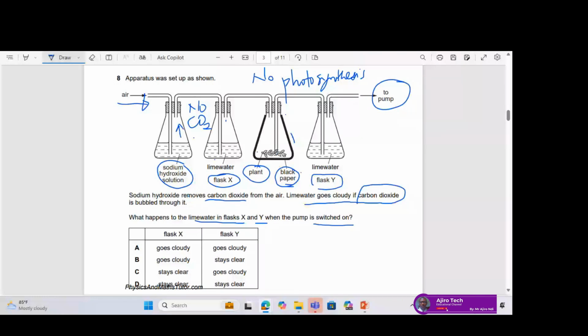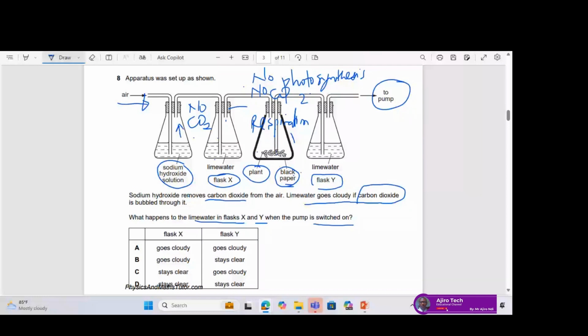One, there's no carbon dioxide reaching the tube where the plant is. And because this conical flask is covered with black paper, light will not enter, meaning it can't carry out photosynthesis, because one, there's no light, two, there's no CO2. So what life process will this plant carry out? It will only carry out respiration. Since there's oxygen, the leaf cells will respire.